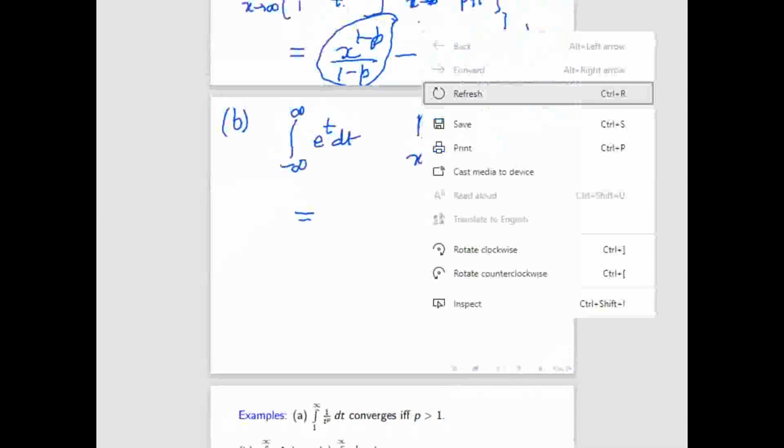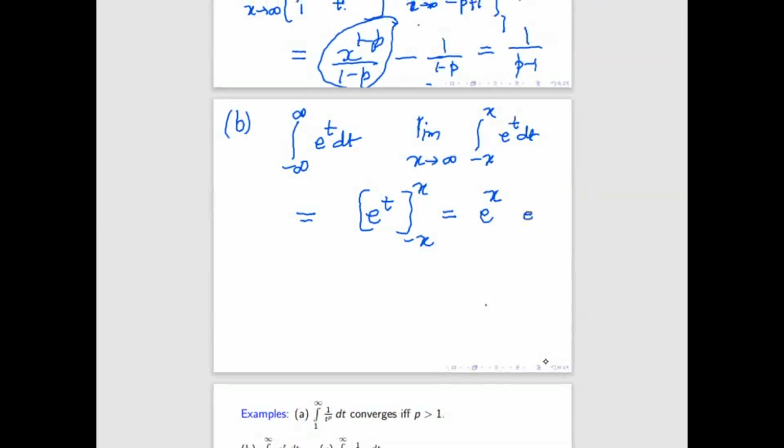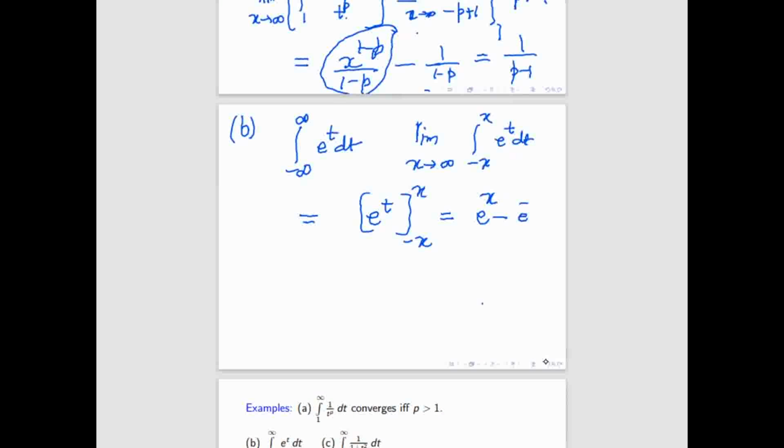That will give e to the power t only. Apply the limit minus x to plus x. You will get e to the power x minus e to the power minus x. So what is the value as x tends to infinity?